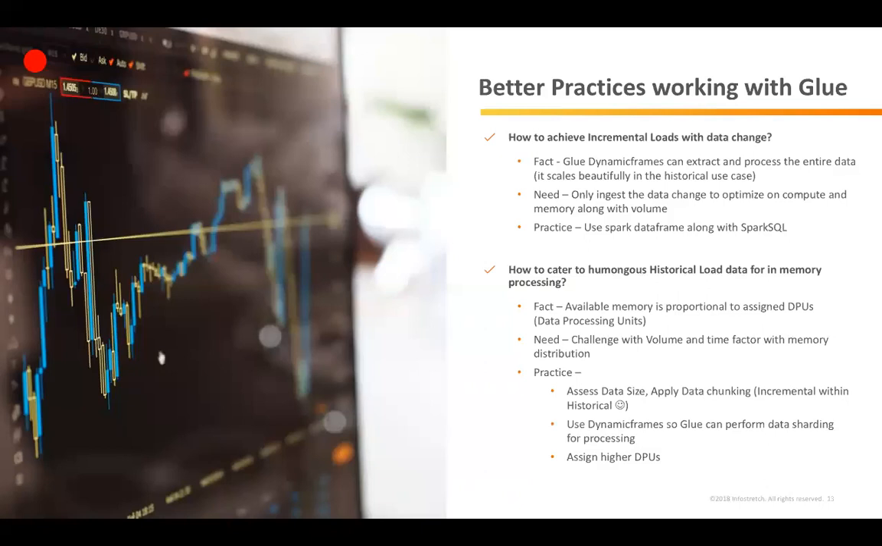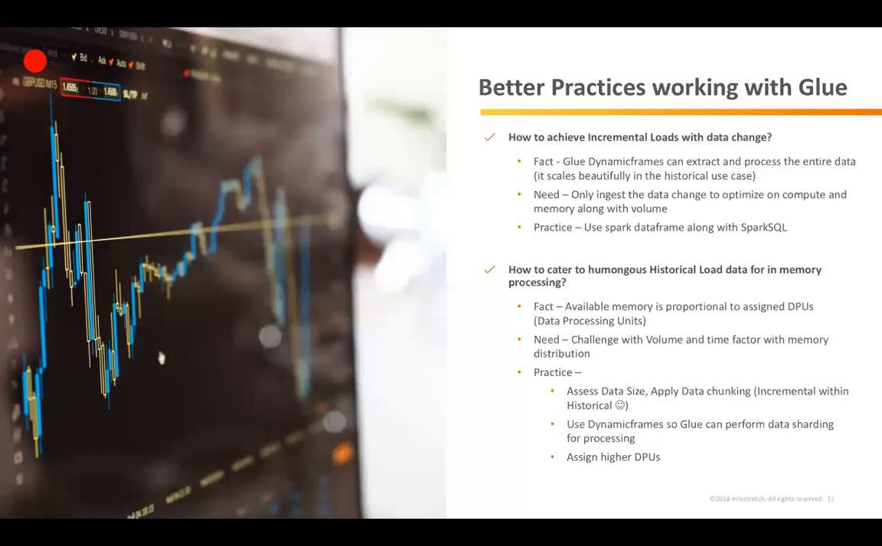So our understanding is Glue's dynamic frame essentially can extract and process the entire data. But if you were to only extract the data between a given time interval, you would probably have challenges, because you have to load an entire data into memory, and the amount of memory which is allocated could be sufficient or not sufficient to cater to the data which we are looking at. So the need was essentially to only ingest the change data. And to achieve that, we were able to use Spark's data frame concept along with Spark SQL implementation.